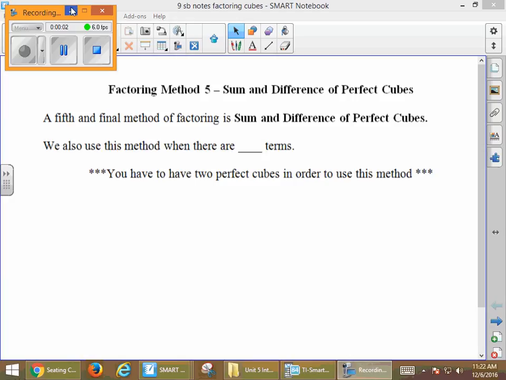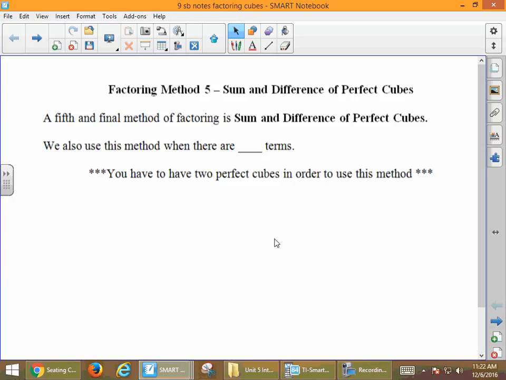Factoring the sum and difference of perfect cubes. I think the hardest thing about this method compared to the sum and difference of squares is just identifying: is it a sum or difference of squares, or is it a sum or difference of cubes?